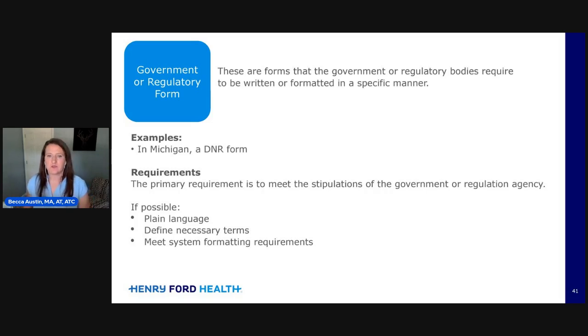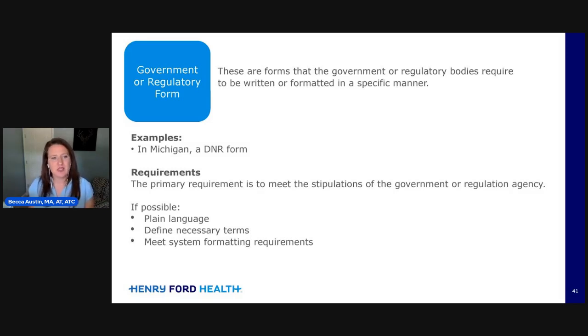Whereas other types of forms require them to be formatted a specific way, or they can't even have our logo, they have to be exactly what they come from the state. So for example, in Michigan, a DNR form, a do not resuscitate form, has to be exactly as the state mandates it. It can be on our Henry Ford template, which I'll show you in a moment, which is basically just a blank template. But as far as what the language says, what it looks like, how it's written, that is required to be a certain way for us. So I am not able to do much with it.